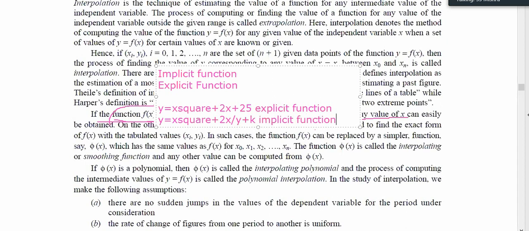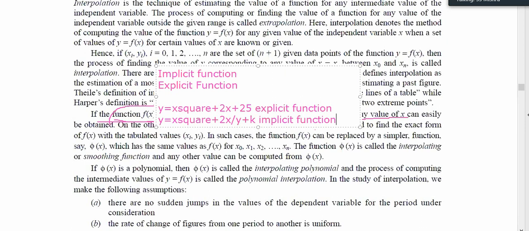Implicit function. So what is the basic difference between the implicit function and explicit function? The function which can be clearly written separately in terms of y and x, where y is completely separated from the independent variable, or you can say the dependent variable can be absolutely isolated from the independent variable, is known as an explicit function.